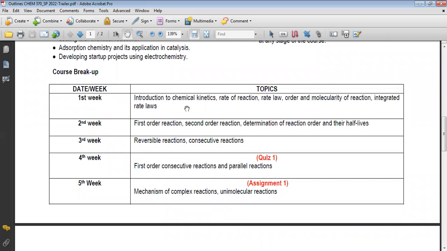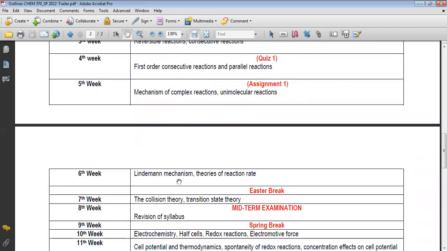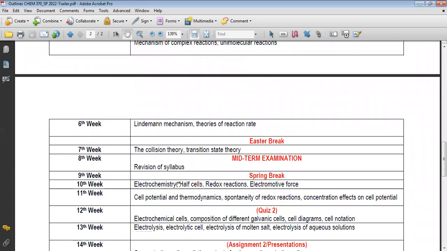Starting with chemical kinetics first, I will explain from the very basic concepts, and then we will move to higher learning, including first and second order kinetics, then reversible reactions and consecutive reactions, first order consecutive and parallel reactions, and the mechanism. Some of the theories we will cover during chemical kinetics.